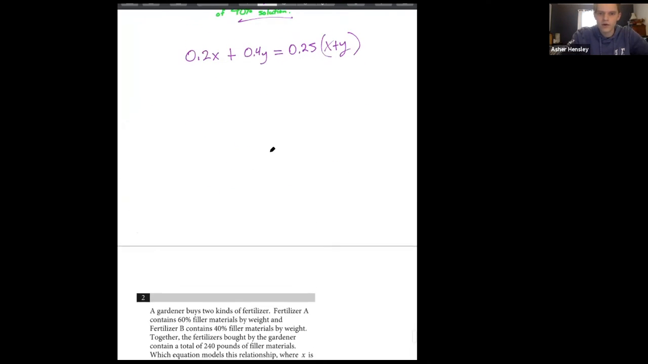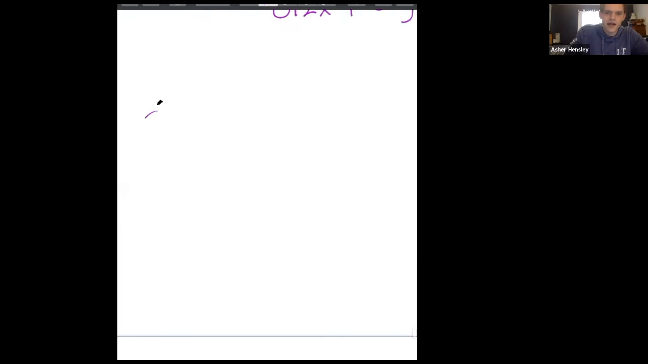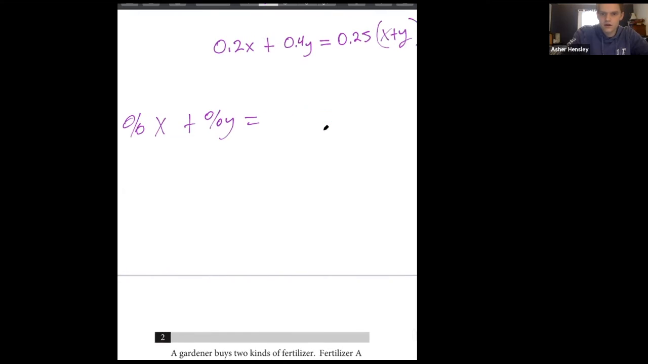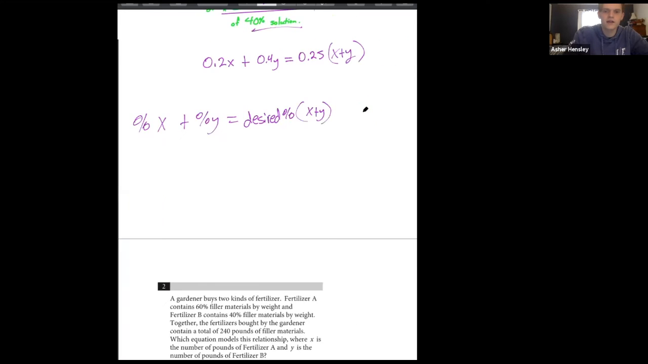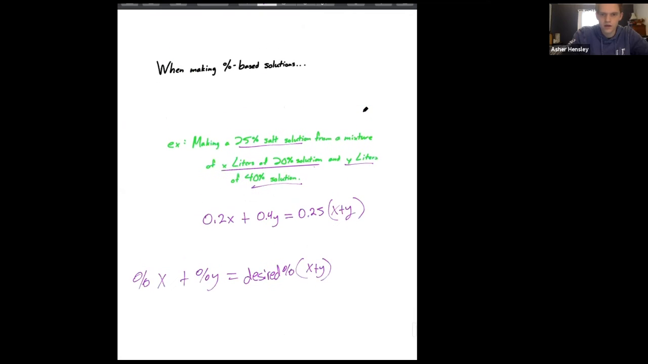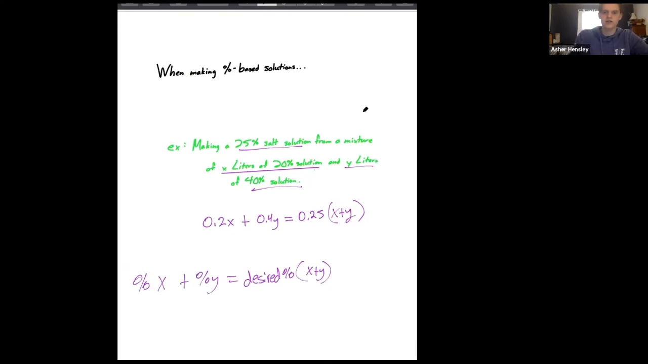So really, all we broke it down as percent X plus percent Y equals desired percent times X plus Y. This is what every saline solution equation is going to look like forever and ever. This is all it's ever going to look like. It doesn't get tougher than this. But the 20% with the X, 40% with the Y, desired with the X plus Y.